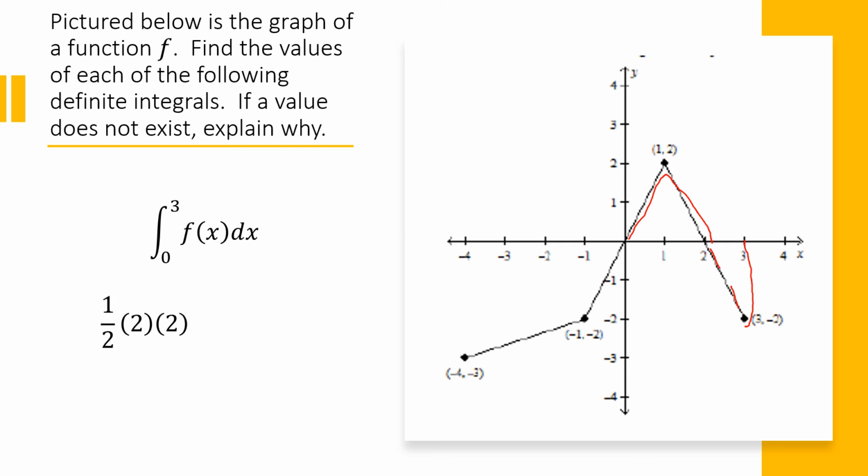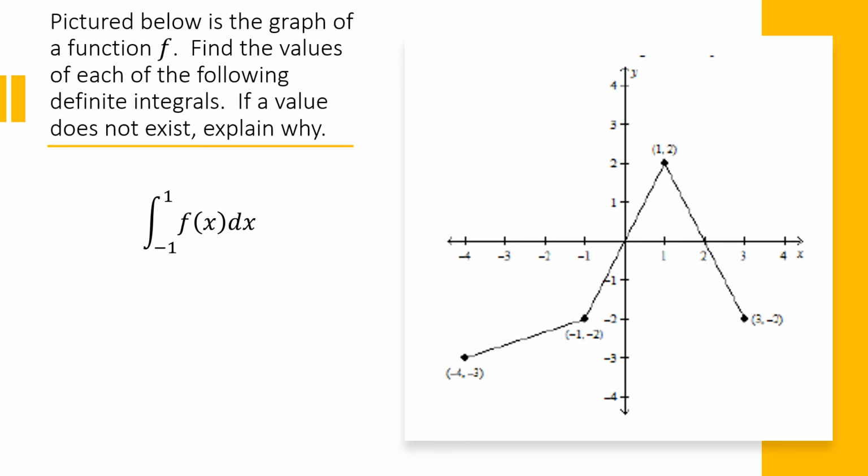So for the first triangle, I have 1/2, 2 times 2, or base times height. All right, and then minus the triangle that's underneath would be 1/2. I have a base of 1 and a height of 2. And again, cleaning that up, I get 2 minus 1, which is 1.